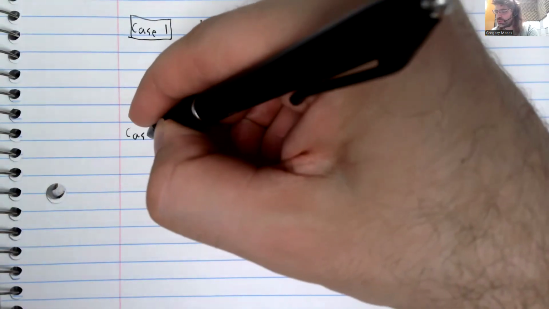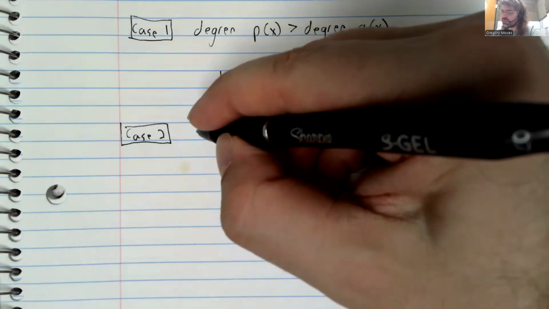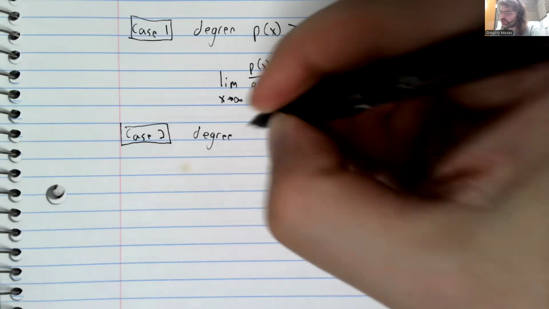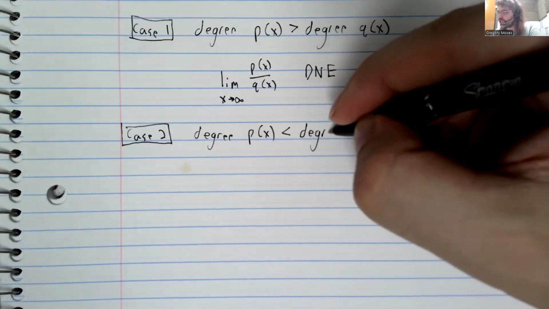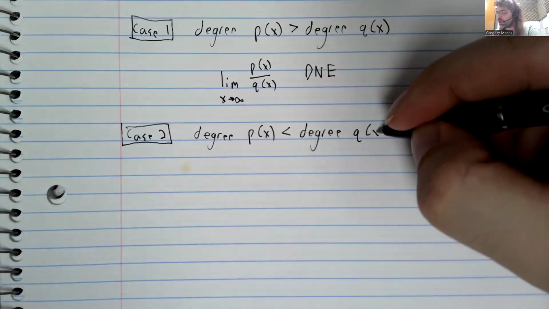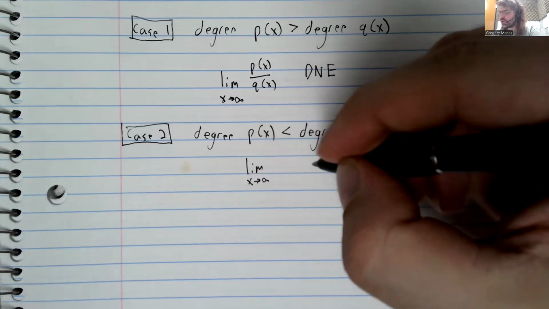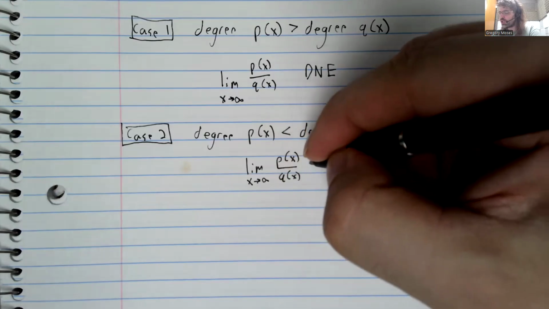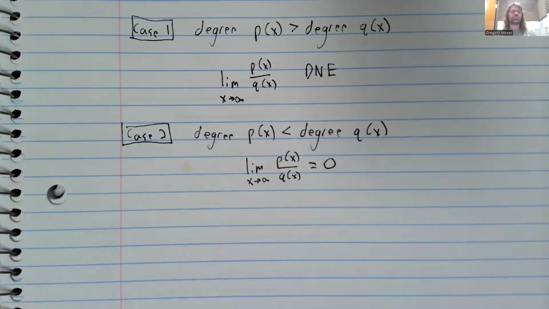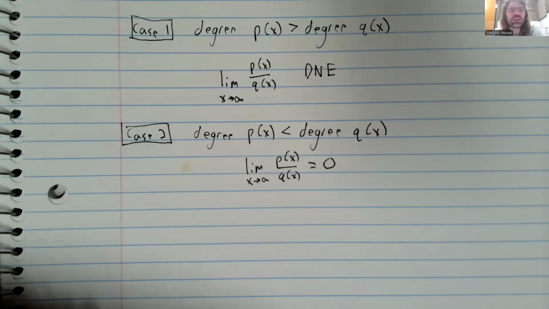Case 2 is the reverse of this. If the degree of the top is less than the degree of the bottom, the limit as x goes to infinity of the rational function equals 0. In this case, nothing else matters. Only the degrees matter. The degrees are totally controlling the limit.